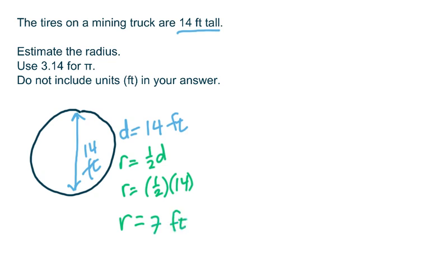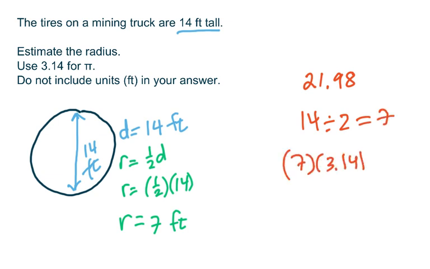If you chose the wrong answer of 21.98, then I think you actually found the fact that it was 7, but then you used it incorrectly. So I think you took the 14 divided by 2 and found 7, but then you took the 7, multiplied it by 3.14, and that gave you the total of 21.98. So unfortunately, what you found here is actually the circumference. And what we were looking for was just the radius.